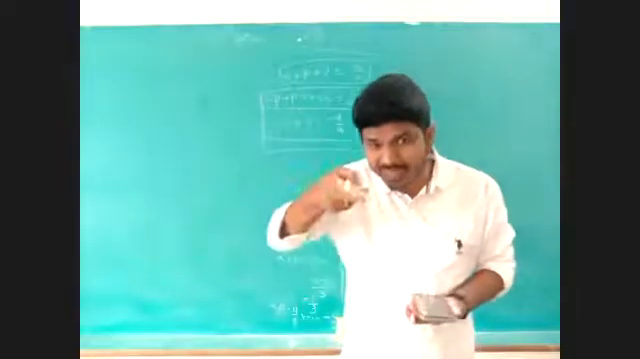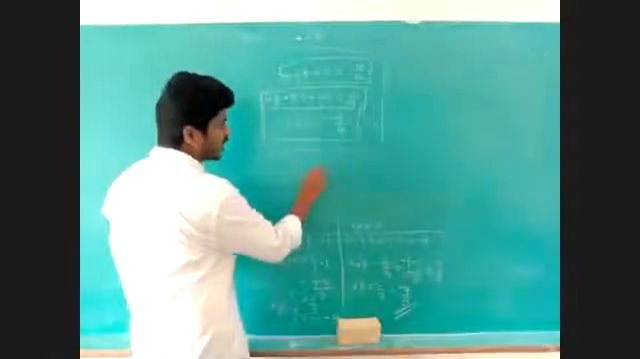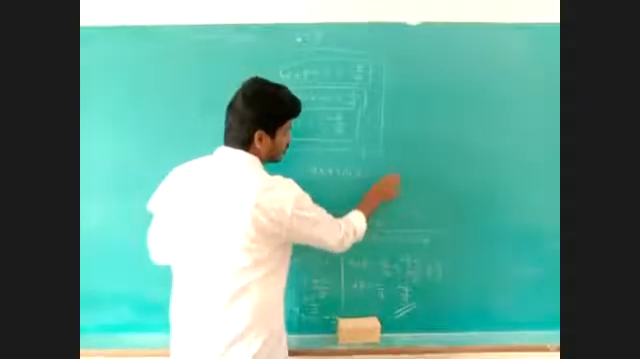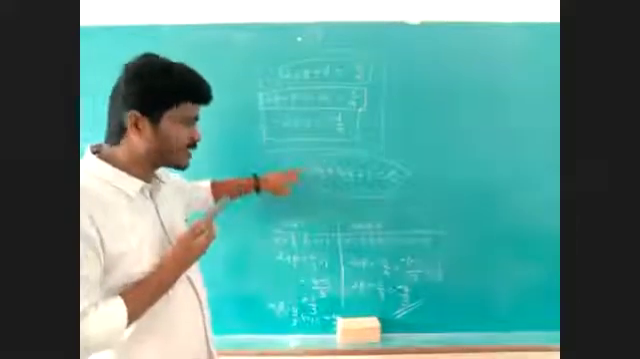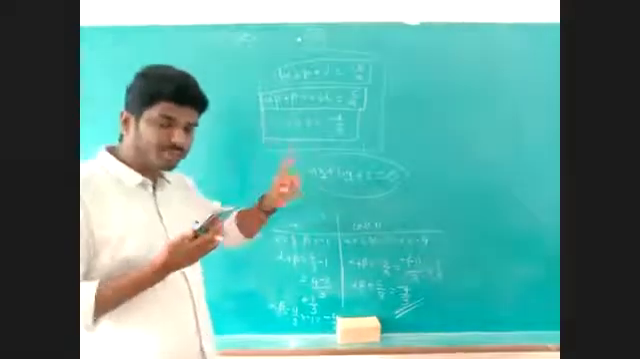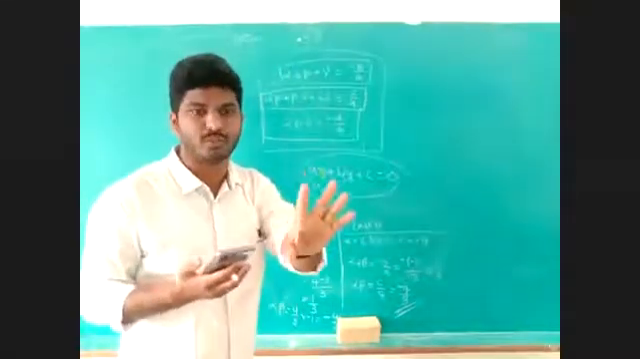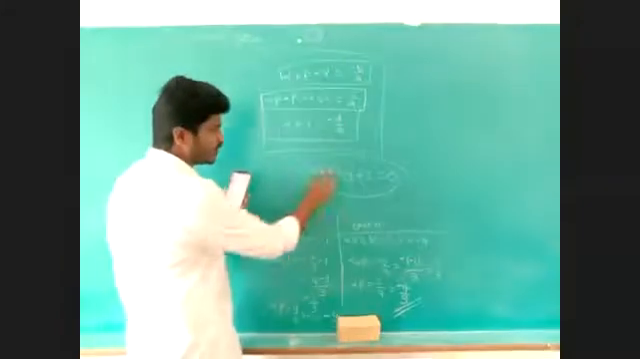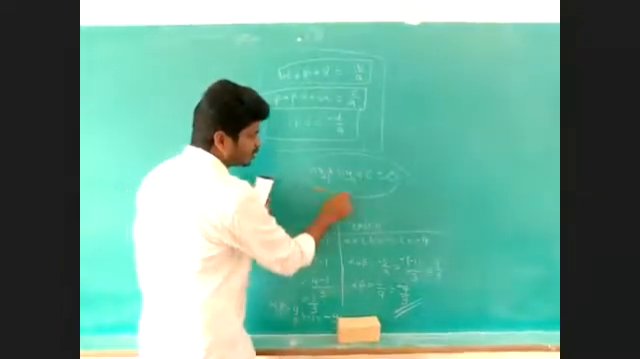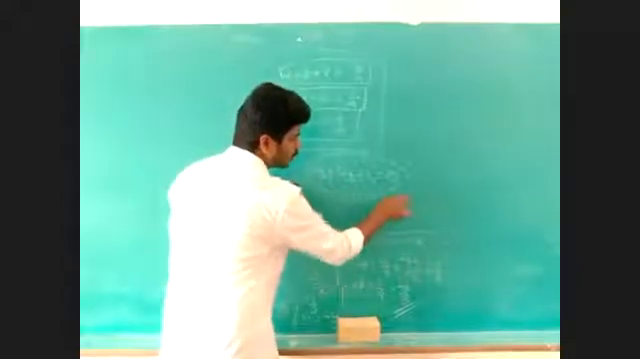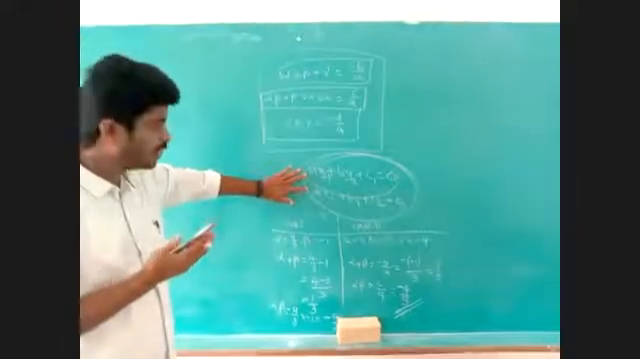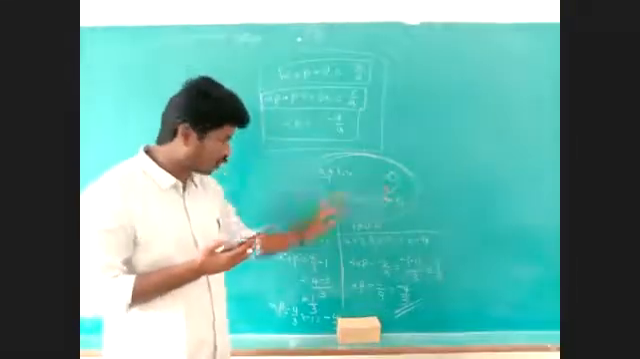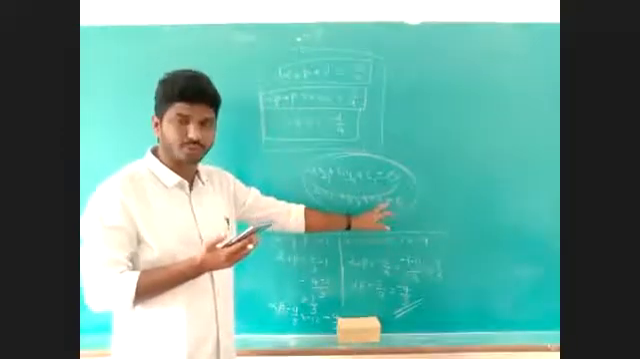So here, linear equations in two variables. The general form of a linear equation in two variables is ax plus by plus c equal to 0. x and y are two variables. But our chapter name is pair of linear equations in two variables. Pair means we should take two linear equations. So this is the general form: a1x plus b1y plus c1 equal to 0, a2x plus b2y plus c2 equal to 0.